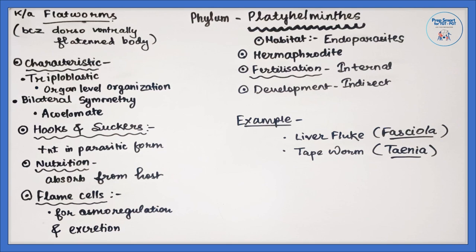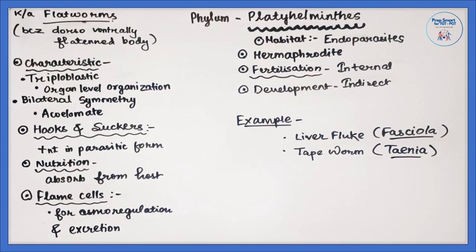The next phylum is Platyhelminthes. The individuals of this phylum are known as flatworms as they have a dorso-ventrally flattened body. The characteristics are triploblastic body, organ level organization, bilateral symmetry, acoelomate body. As for habitat, they are mostly found as free-living forms, but a few of them are parasitic, majorly endoparasites. The free-living forms can be freshwater, marine or terrestrial.